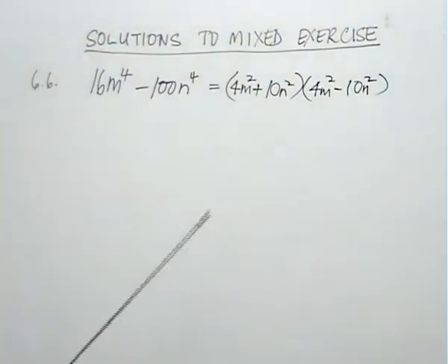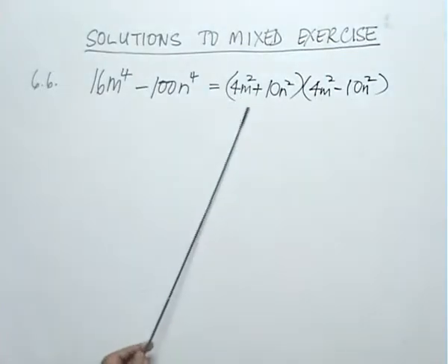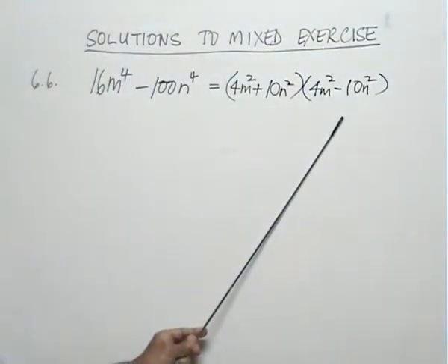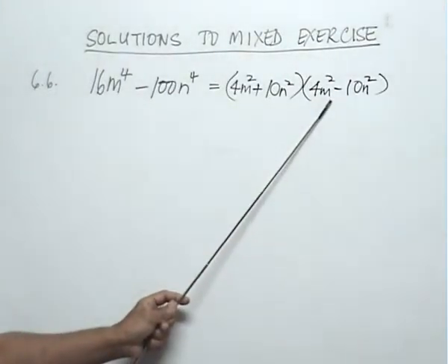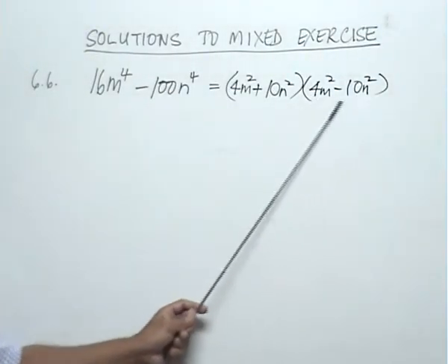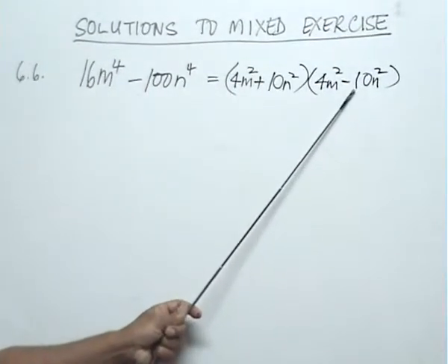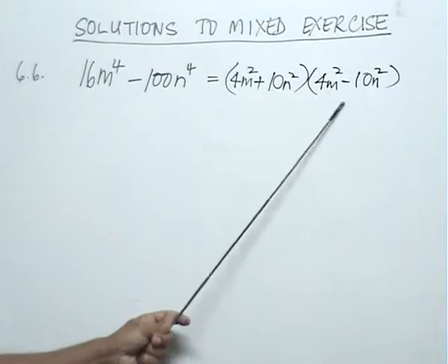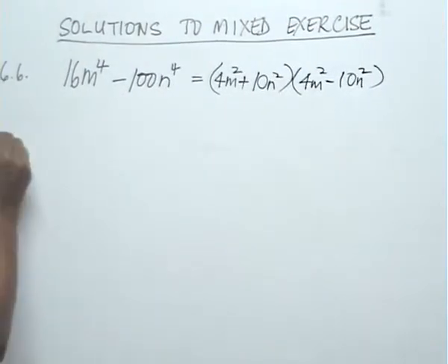Now, remember you must factorize and then look at the answer again, because you may be able to factorize again. But when we look at the second bracket, it's not a difference of two squares because the 10 is not a perfect square, so this cannot be factorized anymore. We have to stop here. So that is the answer for 6.6.